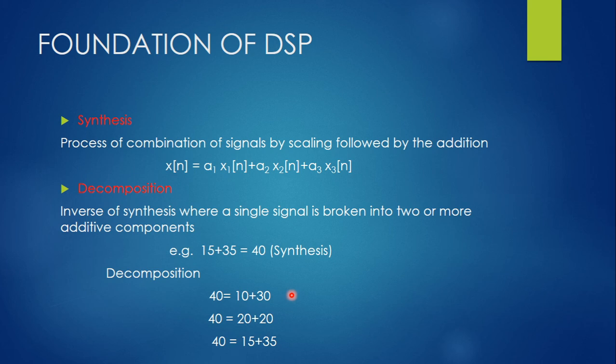We add two components to give an output. This is your synthesis. You break a signal, break a number into some smaller numbers. This is called decomposition. This can be written as 10 plus 10 plus 20. Again, it's a decomposition.